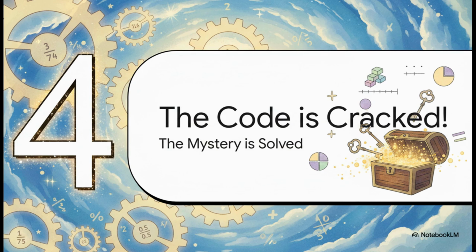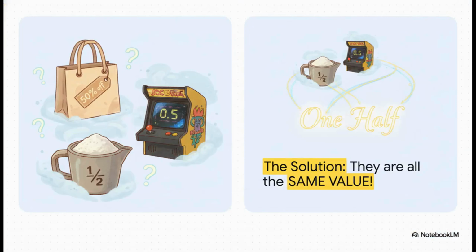And just like that, with our brand new toolkit, the mystery is solved. We can go all the way back to that first puzzle and look at it with brand new eyes. The code is cracked. Hey, remember that 50% off sale and that 1/2 cup of flour? What about that score of 0.5? Before, they probably looked like 3 totally different things. But now you know the truth. They are all just different ways of saying 1/2. You can officially see right through their disguises.